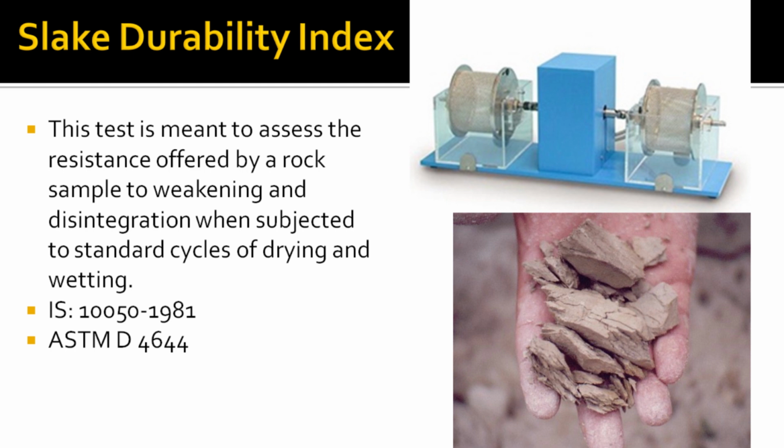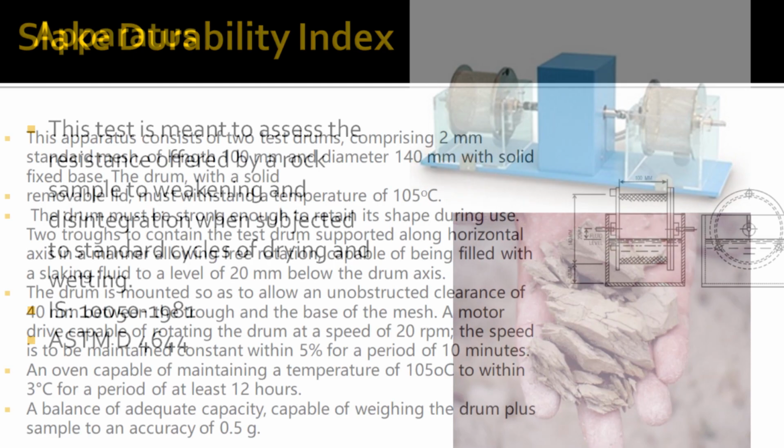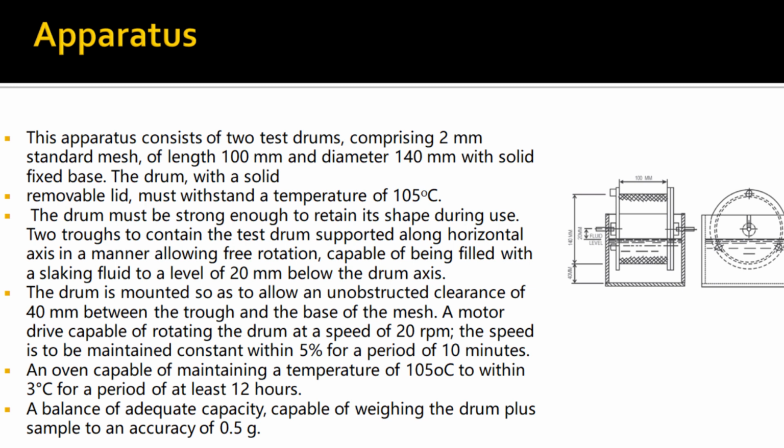The Indian code for the Slake durability index test is IS 10050-1981 and the ASTM code is ASTM D4644. The test requires brass drums which can be rotated at a rate of 20 revolutions per minute for at least 10 minutes when partially submerged in water. Again, you would require an oven so you can completely dry your samples at 105 degrees centigrade, and weighing machines.